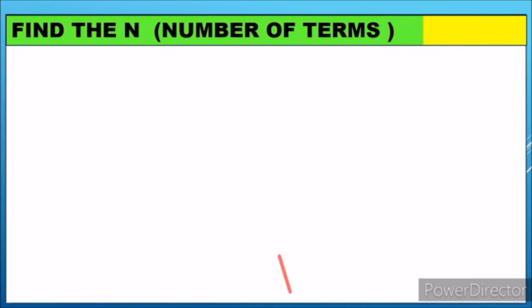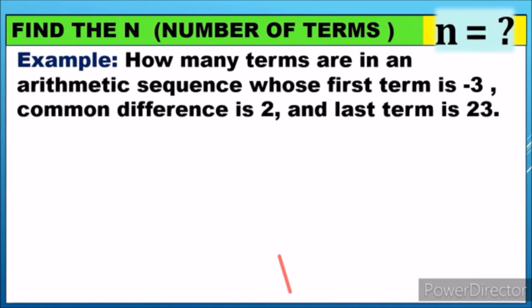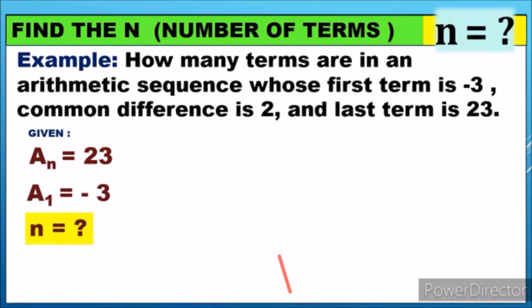Okay, so down to the last objective, which is to identify the number of terms, or n. Example: how many terms are in an arithmetic sequence whose first term is negative 3, common difference is 2, and the last term is 23? So we are going to identify the given. a sub n is equal to 23, a sub 1 is equal to negative 3, n is unknown, and the common difference is equal to 2.